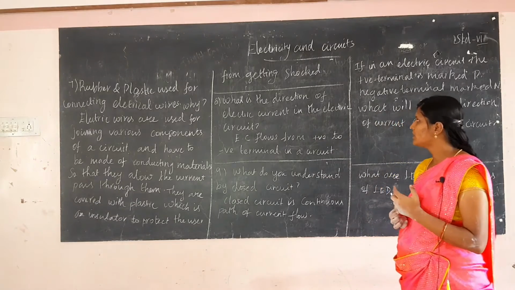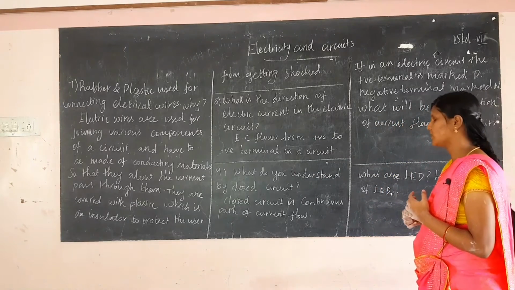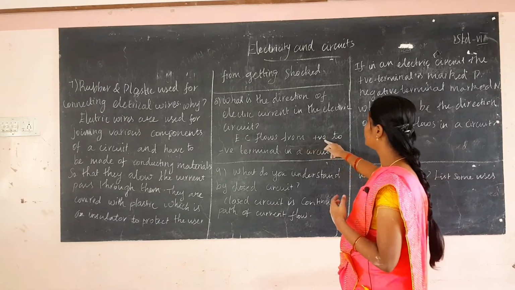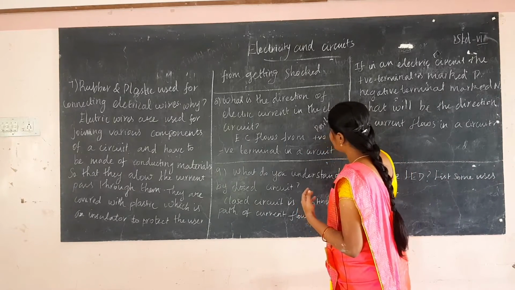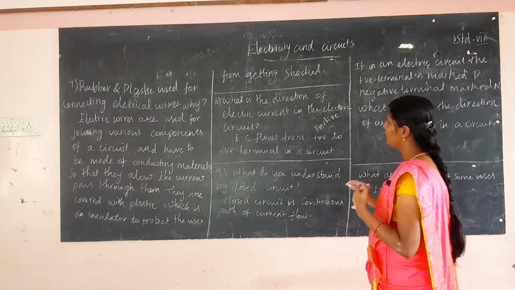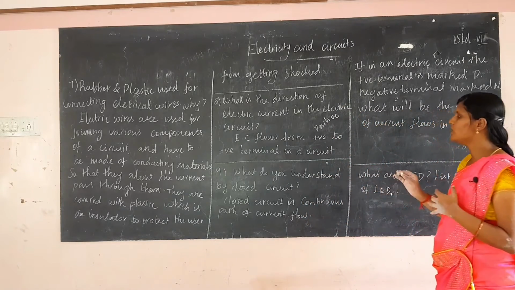Okay, and what is the direction of electric current in the electric circuit? Electric current flows from positive to negative terminal.